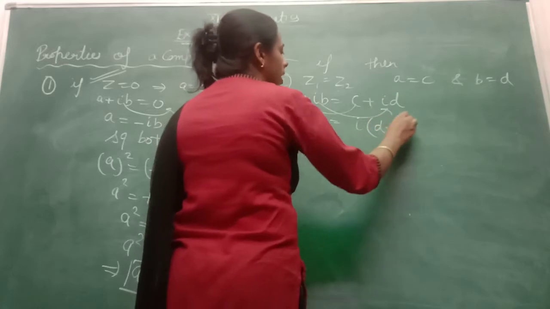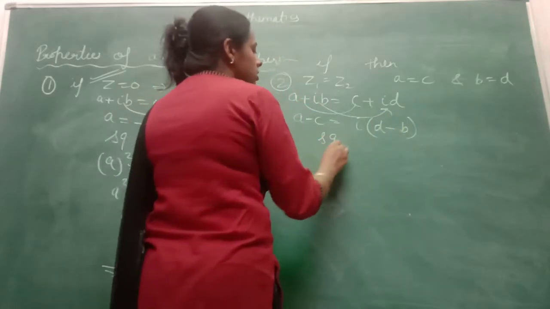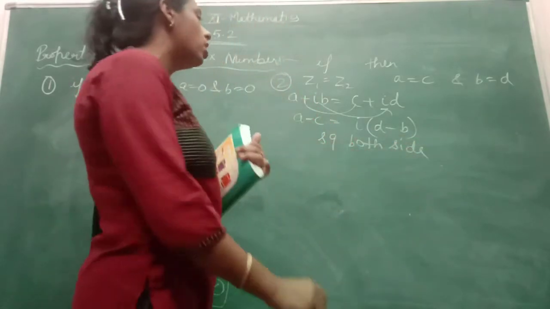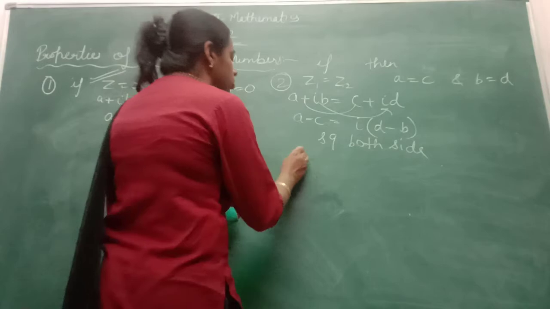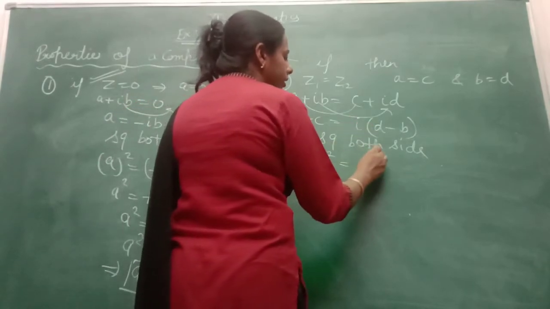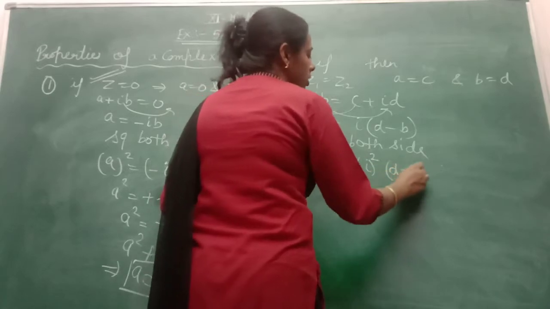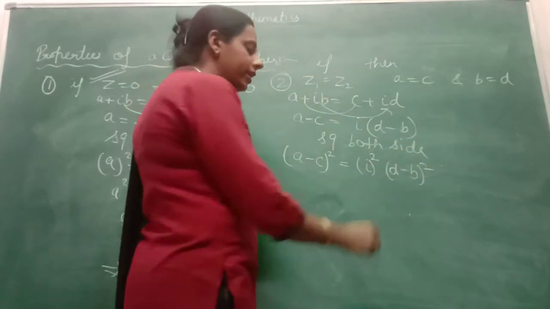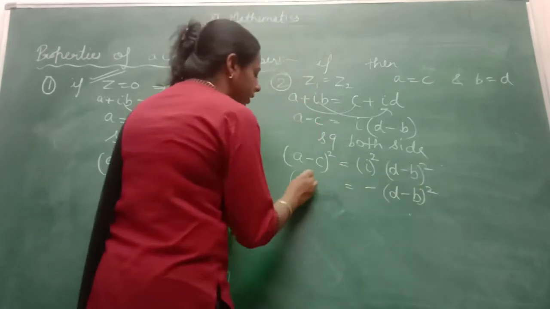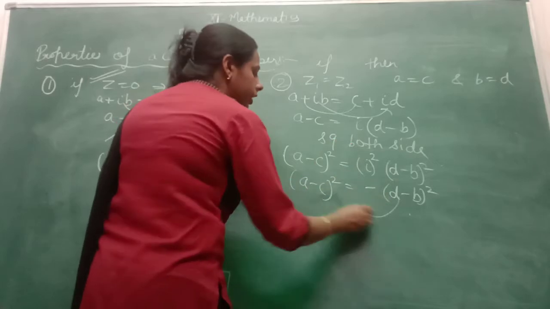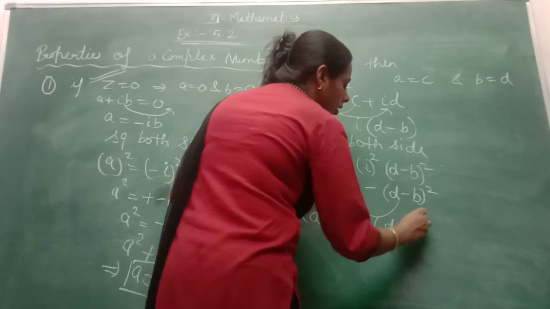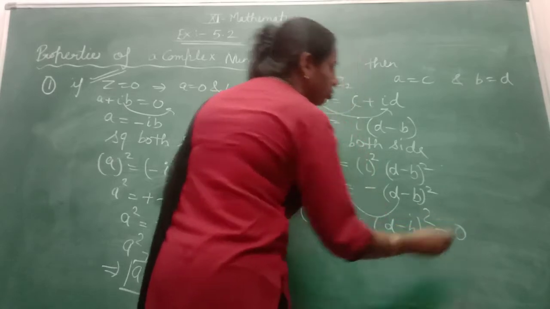Then you have d minus b. Okay, again squaring both sides. As you proceeded in the first property, in the same way you have to perform on the second property also. a minus c whole square on one side, and on the second side you have iota square and d minus b whole square. And what is the value of iota square? That is minus 1, so minus 1 times d minus b whole square, and here a minus c whole square. Taking it on one side, you will have a minus c whole square plus d minus b whole square is equal to 0.